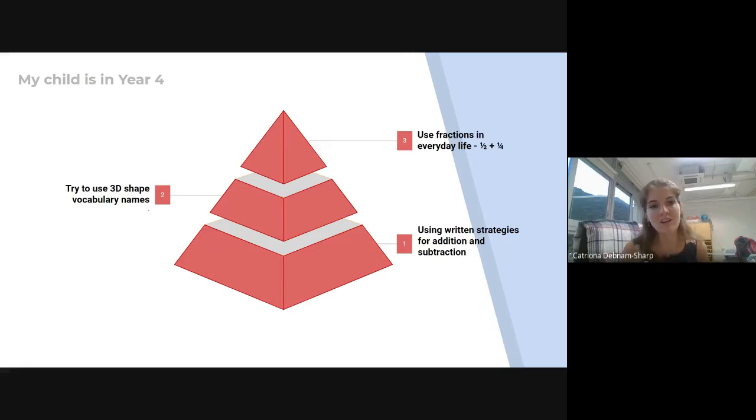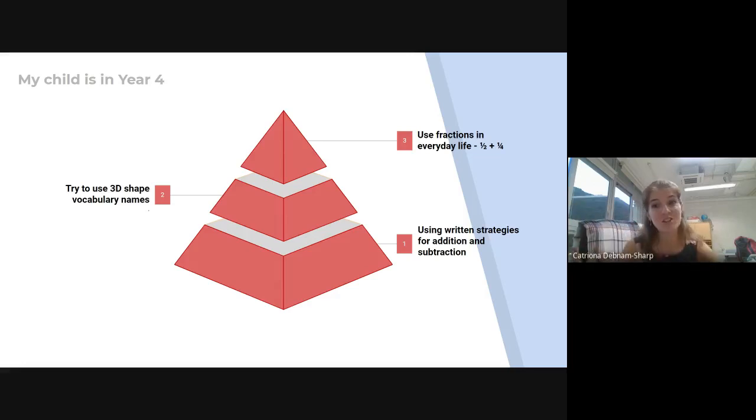Up to year 3, really, we use the basic 3D shape vocabulary names, but we then have an increased number of shapes to learn when they get to year 4, and using fractions in everyday life. Oh, I'm sorry, back to the 3D shape vocabulary names. When we add the curriculum map, there will be the 3D shape names that are covered within year 4. And then using fractions in everyday life, because fractions are a concept that children can find very hard because they see it as very abstract.